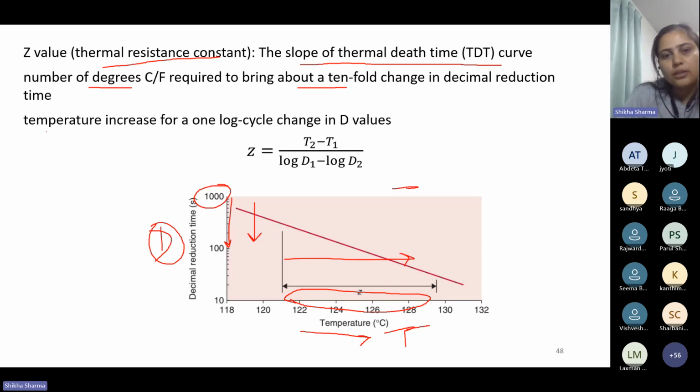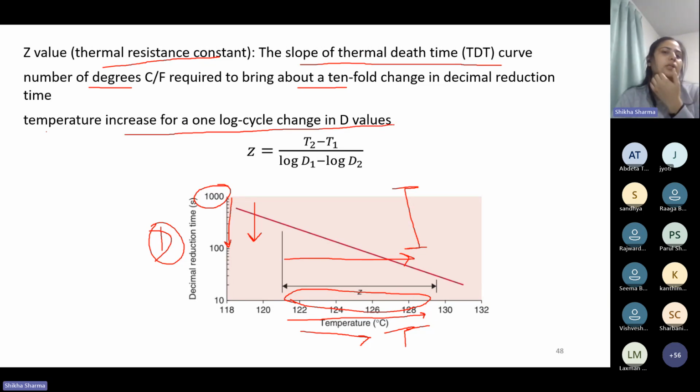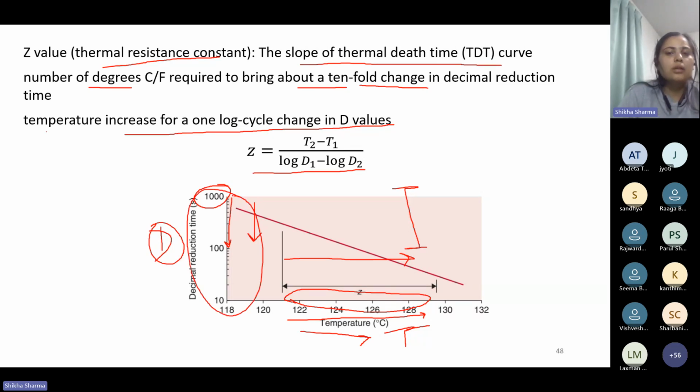So it is like this, D2 minus D1, T2 divided by T2 minus T1, something like this, right? So the Z value is the temperature increase for a 1 log cycle change in the D value. 1 log cycle or 10-fold change, anything. So Z is T2 minus T1 divided by log D1 minus D2, because this axis is a logarithmic axis. So this is our Z value.